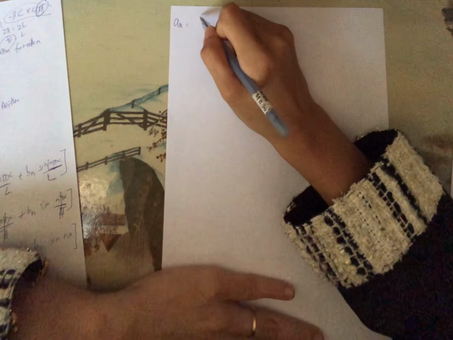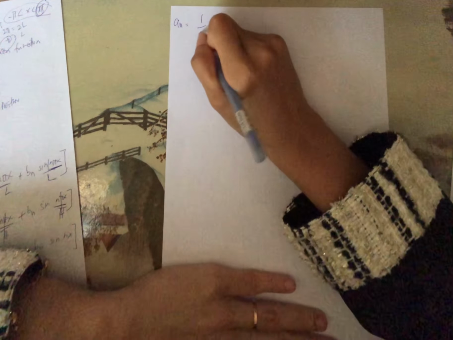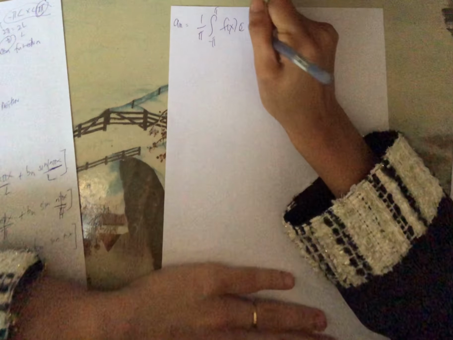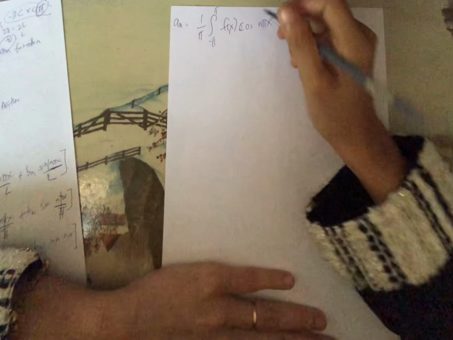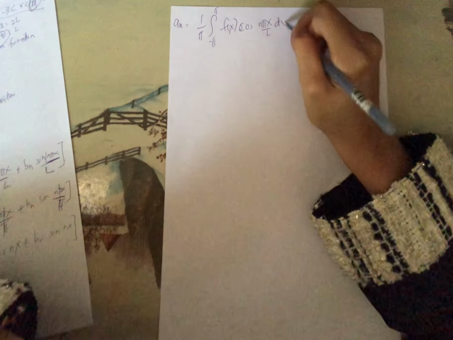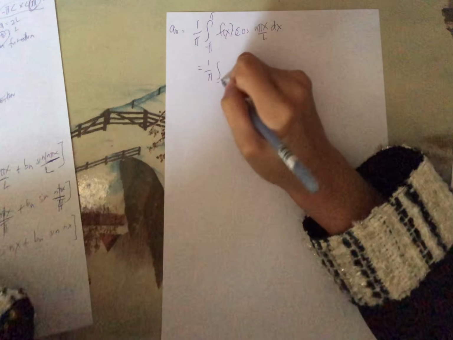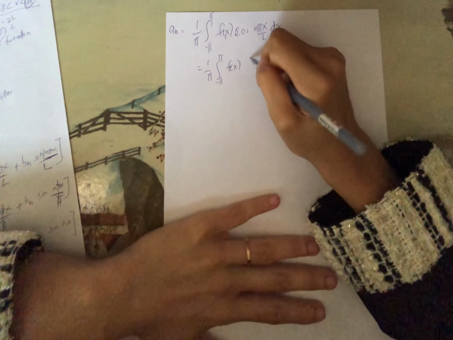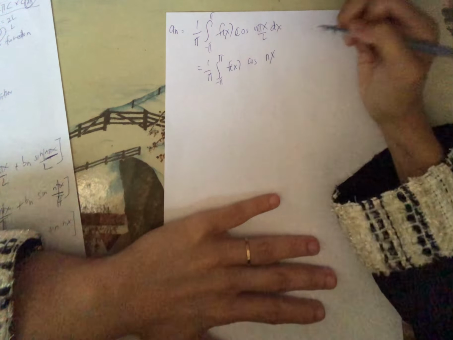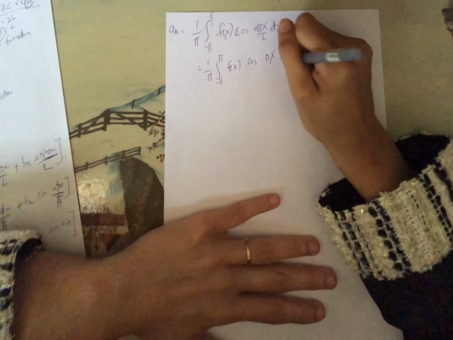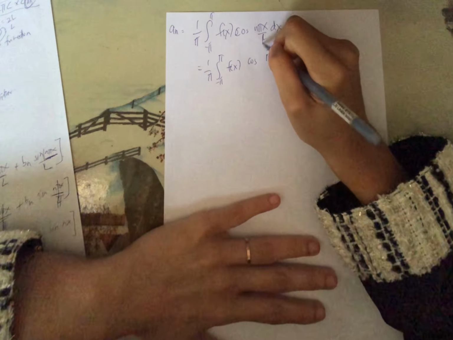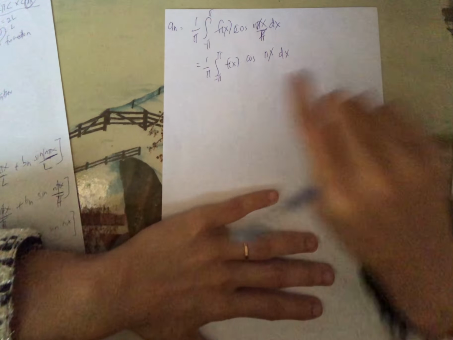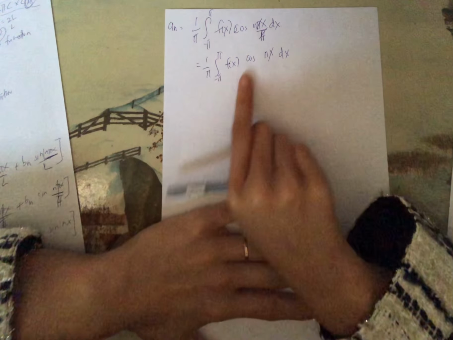Okay, we use the same equation, which is 1 over pi also. Negative pi until pi, f(x) cos n pi x over L, is it? So it becomes 1 over pi, negative pi, f(x). Because your L is pi, they have cos n x only, cos n x dx. Because when you replace L with pi, this pi can cancel, is it? Alright, so this is the equation that you will solve.